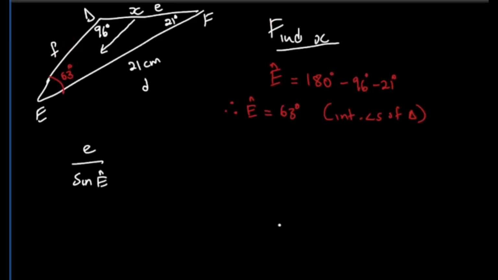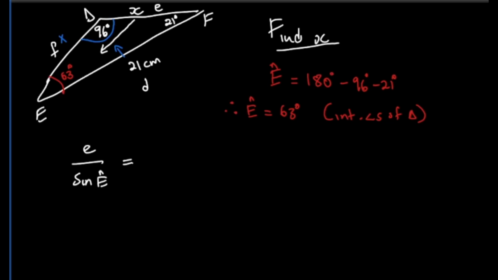Now to choose the second one, because already we have one unknown, which is e, we need to choose the side that has the angle. The side that is opposite to the given angle is this one, so it's a must that we use this one. The f won't work because we don't know the length of f. We're going to have two unknowns.